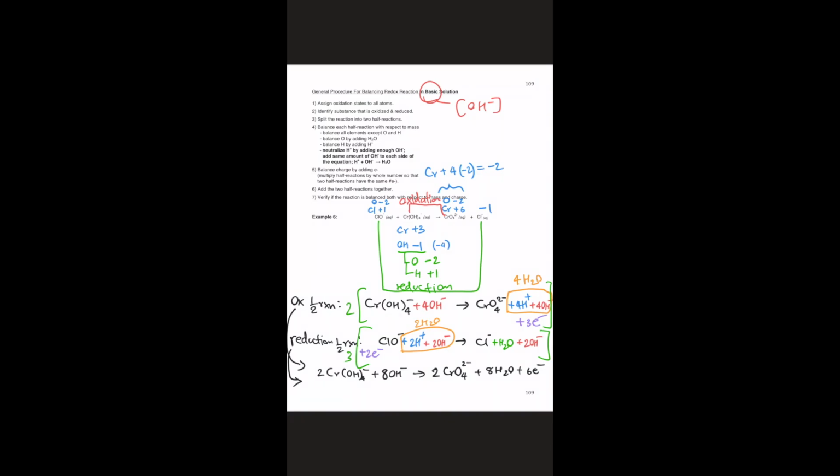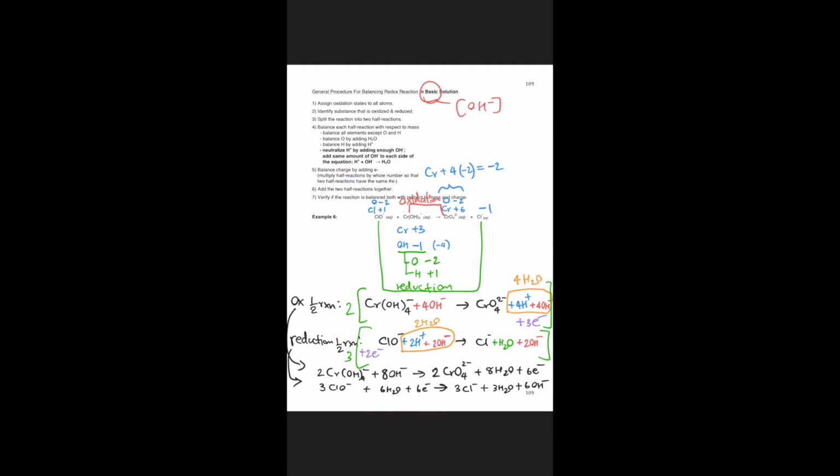Okay, you're going to do the same thing for the reduction half reaction. So you're going to get 3 ClO minus plus 3 multiplied by 2 water, that would be 6 water, plus we also have electrons here as well, so the total would be 6 electrons, become 3 chloride plus 3 water plus 6 OH minus.